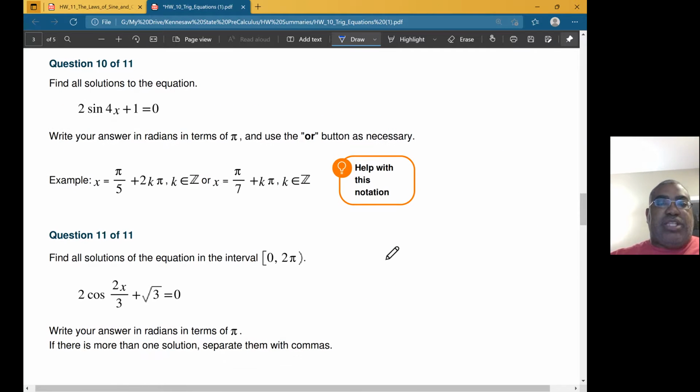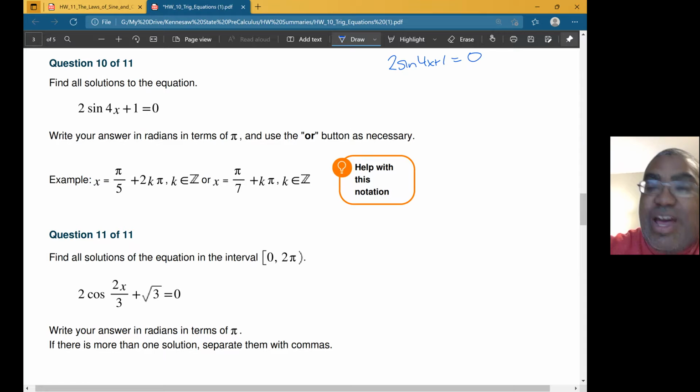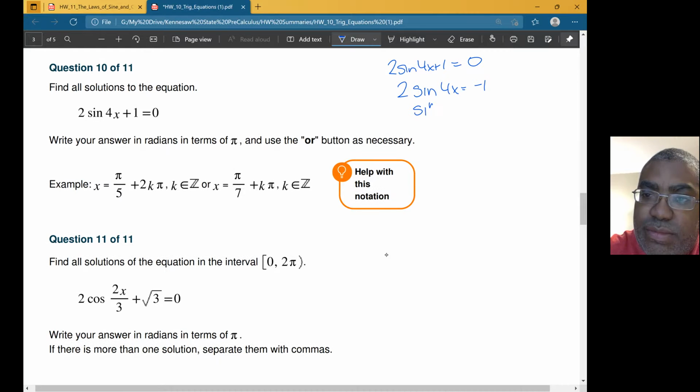Another slightly challenging problem, but it's not bad. 2 sine of 4x plus 1 is equal to 0. All right, they want all solutions. We like that because that means that, well, I'll show you when we get there. So 2 sine of 4x plus 1 is equal to 0. 2 sine of 4x is equal to -1. Sine of 4x is equal to -1/2. So here we go.